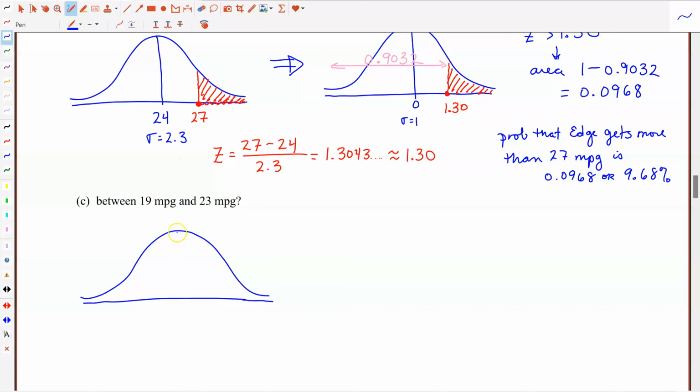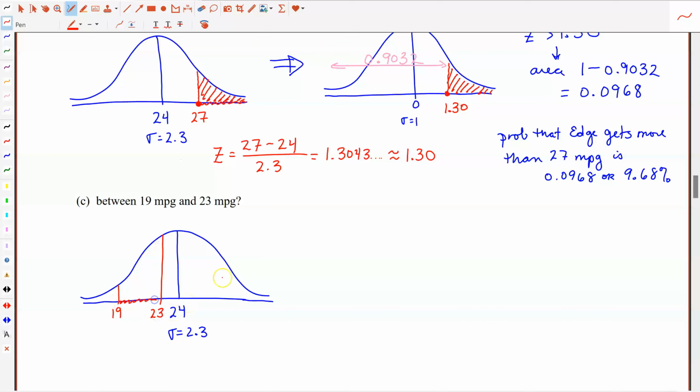All right, so the original distribution has a mean of 24 and a standard deviation of 2.3, and I'm looking for it to be between 19 and 23 miles per gallon. So 19 and 23 are both to the left of 24. 19 would be somewhere out here to the far left, and 23 would be even closer to 24, which is in my center. So I'm looking for it to be between these two values.